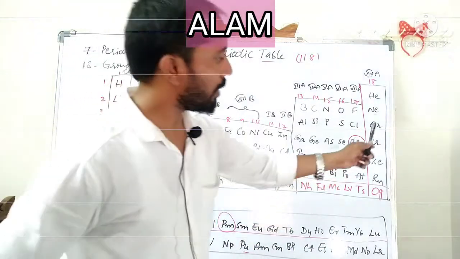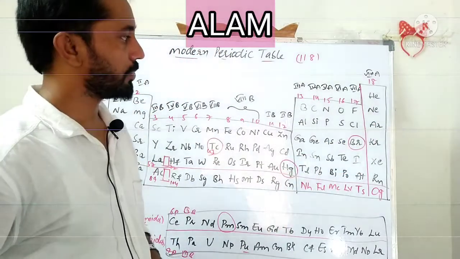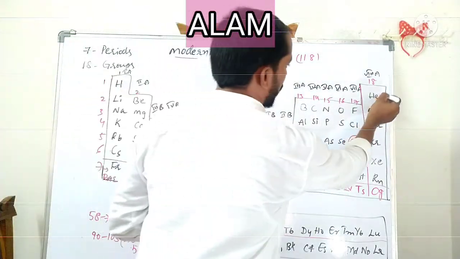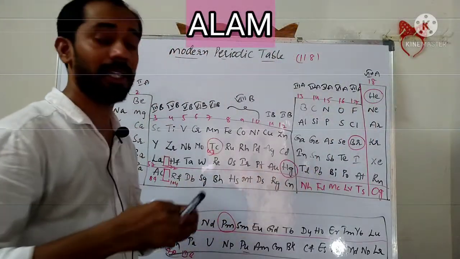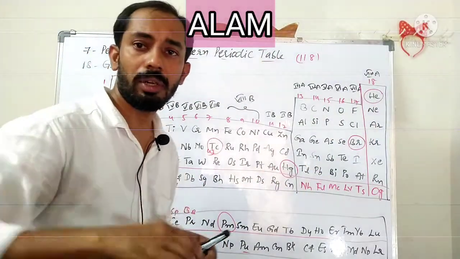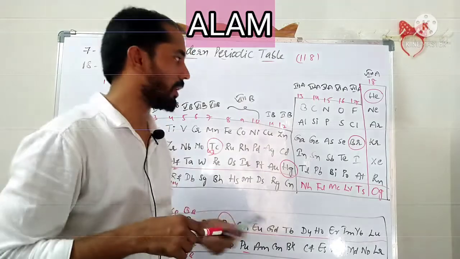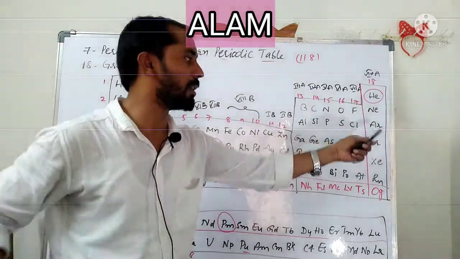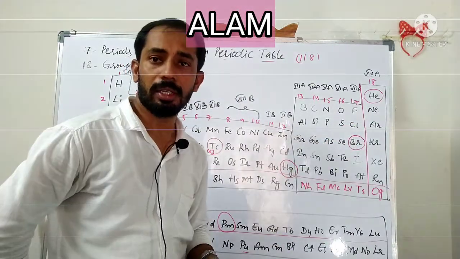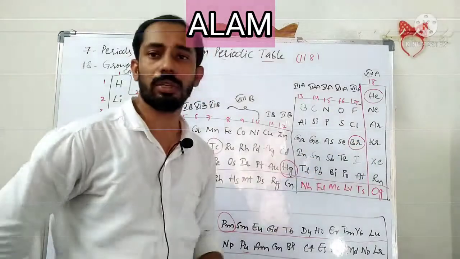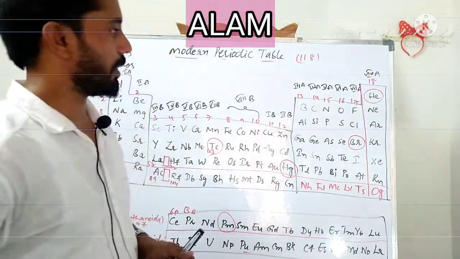Okay, so these are more stable elements. In the periodic table, the most stable elements are neon and helium. Helium shows duplet electronic configuration, and neon and argon show octet electronic configuration. The others show pseudo octet electronic configuration.